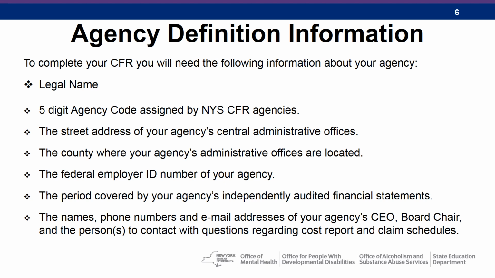To complete the CFR, you will need the following: the legal name of your agency, the 5-digit agency code assigned by the New York State CFR agencies, the street address of your agency's central administrative offices, the county where your agency's administrative offices are located, the federal employer ID number of your agency, the period covered by your agency's independently audited financial statements, and the names, phone numbers, and email addresses of your agency's CEO, board chair, and the person to contact with questions regarding the cost report and the claiming schedules.